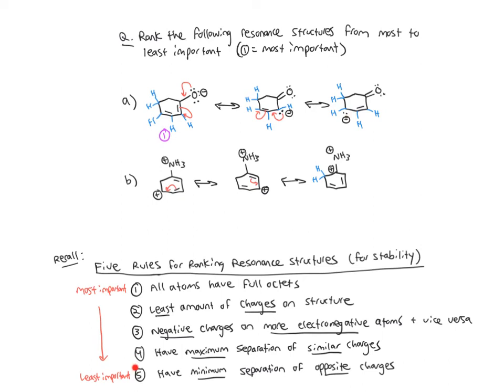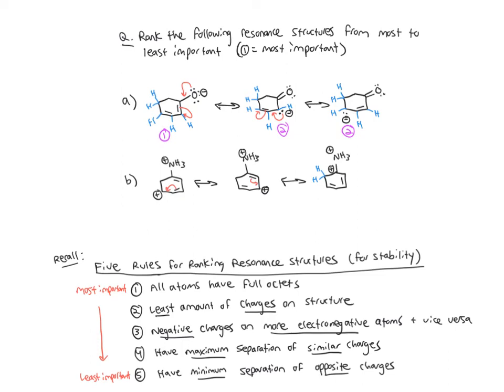And then the last 2 rules don't apply to these structures because we only have the 1 charge. So there's no max or minimum separation because there's only 1 charge on the molecule. So these ones are actually going to be tied at 2. So it is possible to have resonance structures that are contributing equally. Not as much as the first one, but they contribute equally in second.